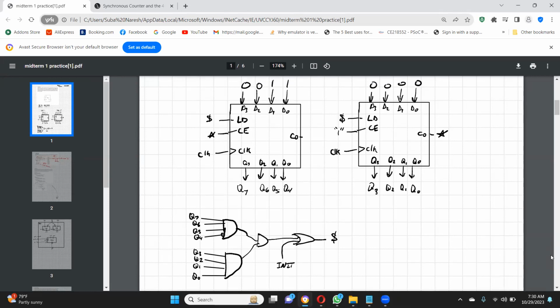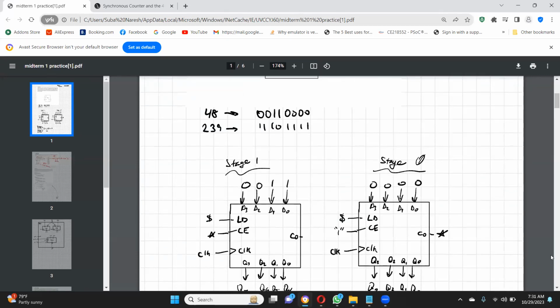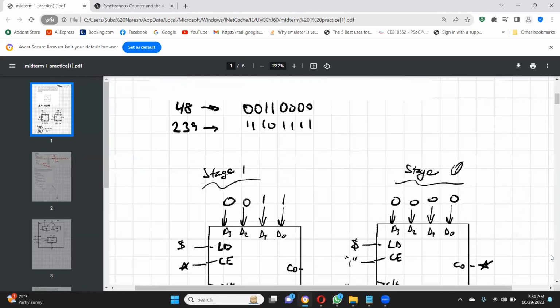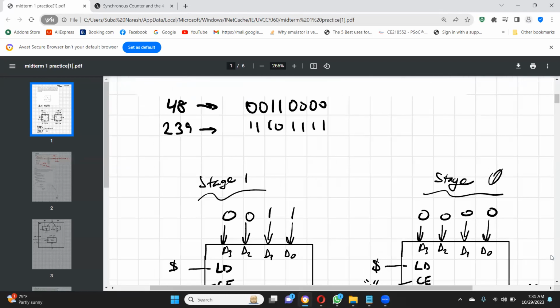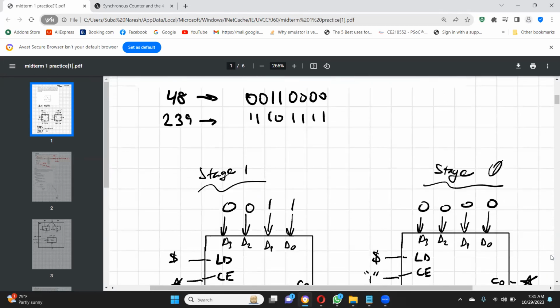So there are two AND gates. Why are there two AND gates, and why is there a bubble in Q4? Can you see that? There is a bubble in Q4. Why is that? Because 239 is 1110 1111, the MSB bits of 239. And 48 is 0011 0000.